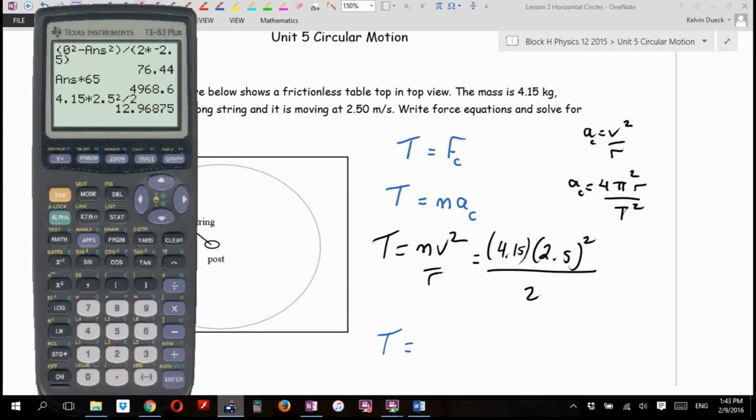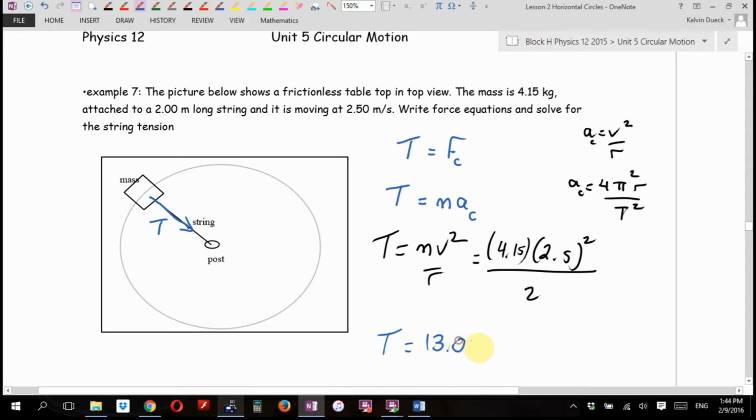12.968. You know what? If I go to 3 sig figs, I'm going to look there, and I guess the 9 is going to get bumped up because of the 6, so really 13.0? Yeah? Newtons.